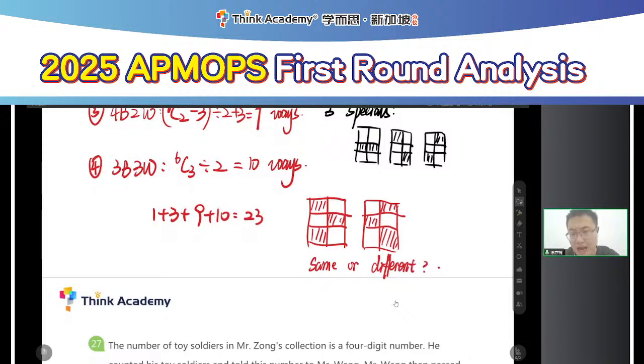Unlike the previous ones, the previous ones cannot flip because we have 2 to 4 and 4 to 2. When flipped, the color is different, so of course we cannot flip. But can we flip these 2 to be the same? Because now we have 3 white, 3 black. When we flip it, it's also 3 white, 3 black. Right? So can we flip this shape? So actually they are different.